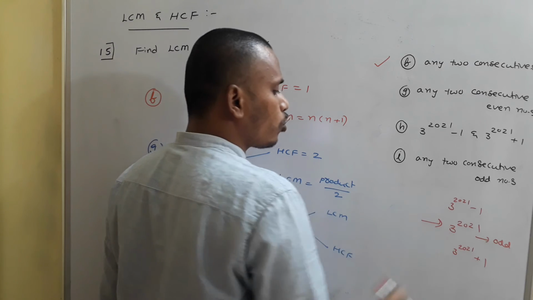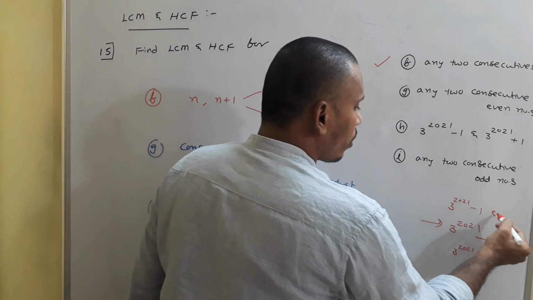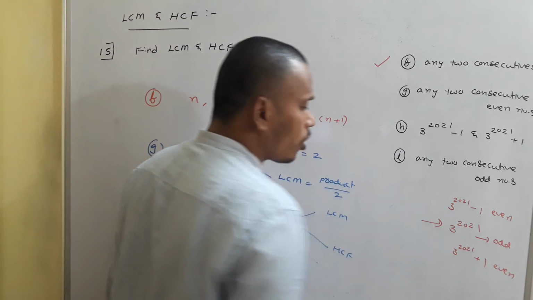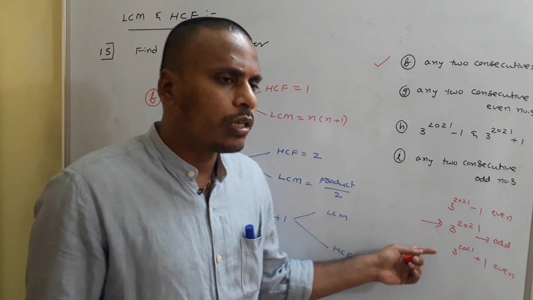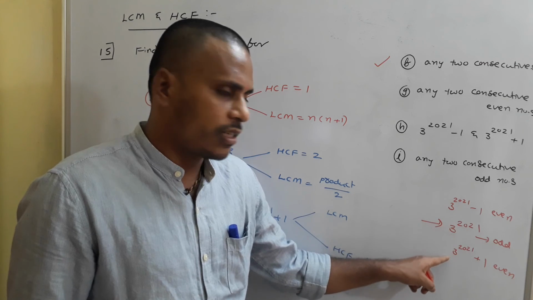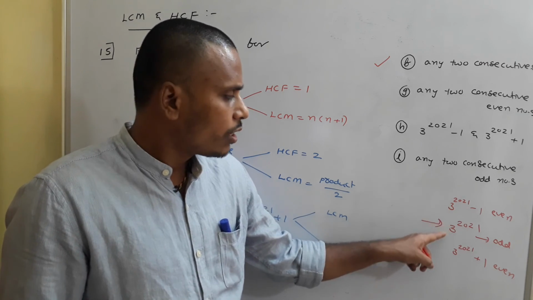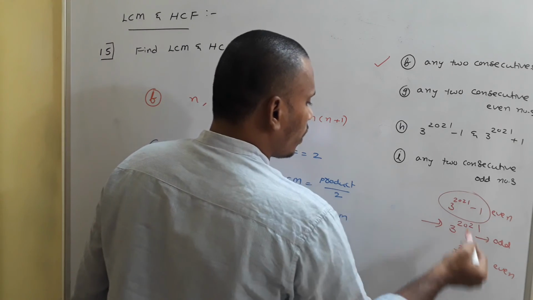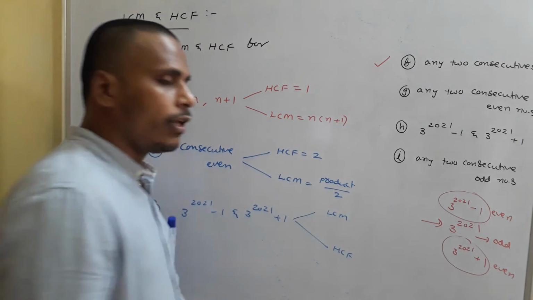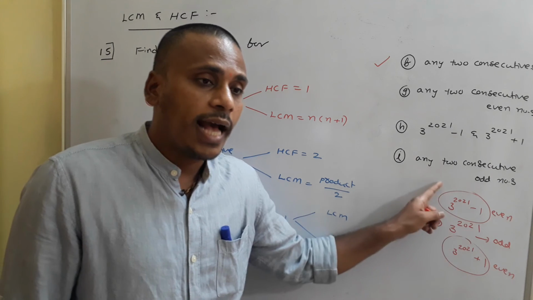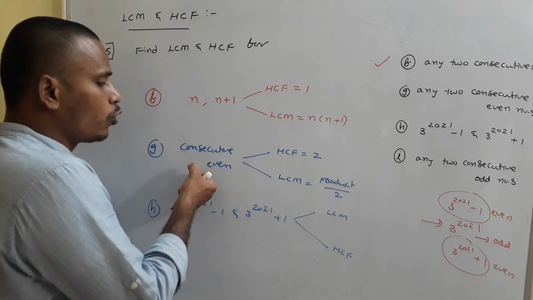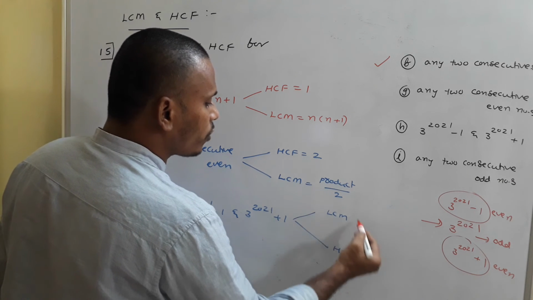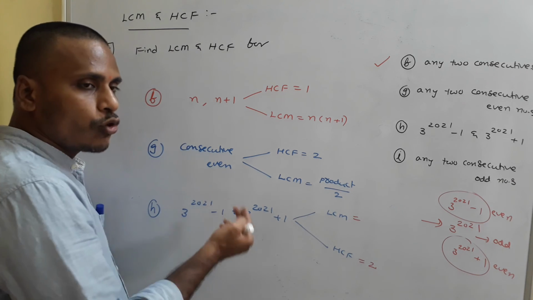Since this 3 power 2021 is odd, its preceding number is even, and its successor is also even. Okay, these two are even, right? And when you think about these two, 3 power 2021 minus 1 and 3 power 2021 plus 1, these two are evens as well, and these two are consecutive. So you just use the previous rule to mention that LCM and HCF. HCF is 2 and LCM is the product of these two divided by 2.